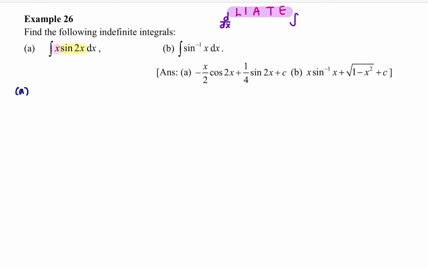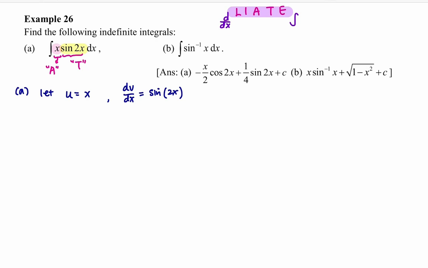So let's take a look at the two functions. X is treated as your algebraic function, and sine 2x is seen as your trigonometric function. Based on the order that we have, A comes first before T, so we will pick x to be the term to be differentiated. So we will then write let u equals x, and the term that we'll pick to integrate will be sine 2x. So that's how we actually use the LIATE method.